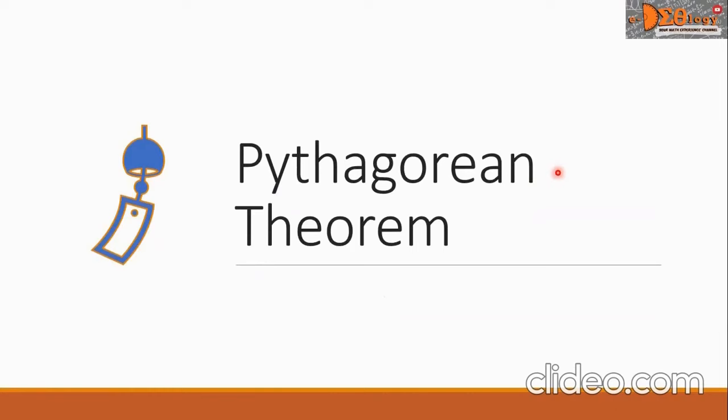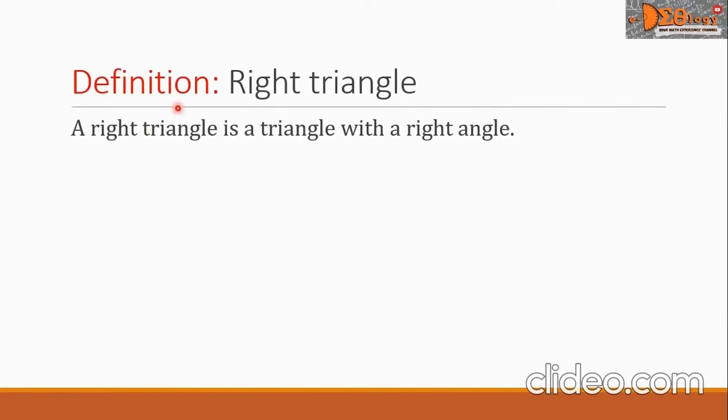Hi everyone. Today we're going to study the Pythagorean theorem. First, let us define a right triangle. A right triangle is a triangle with a right angle. We know that a right angle means it is a 90-degree angle.